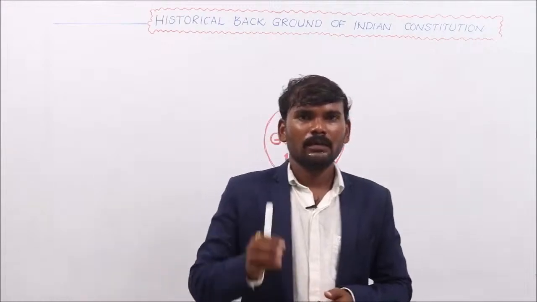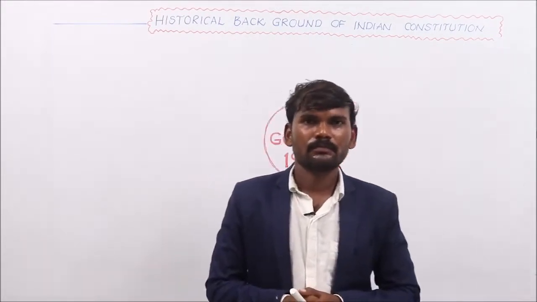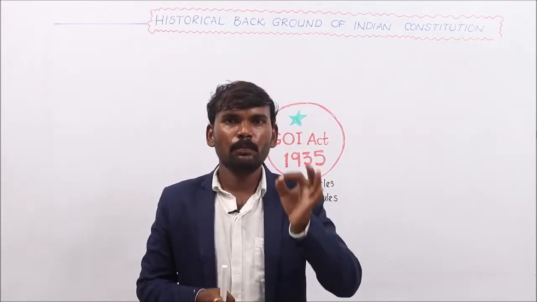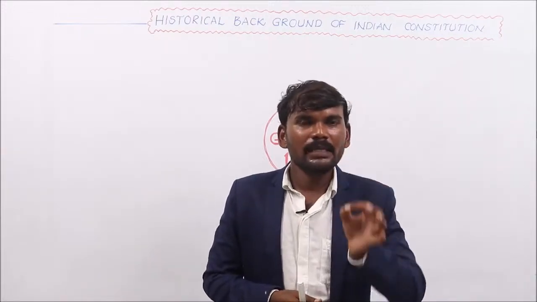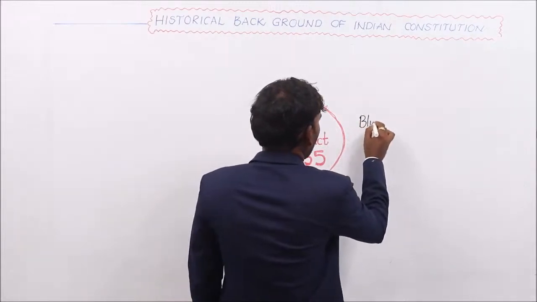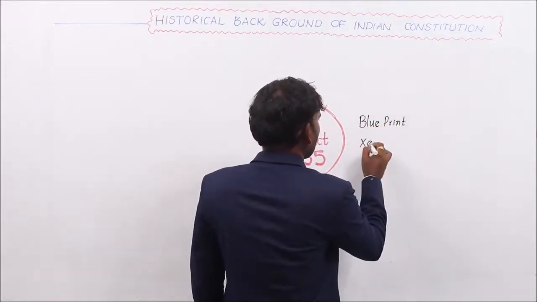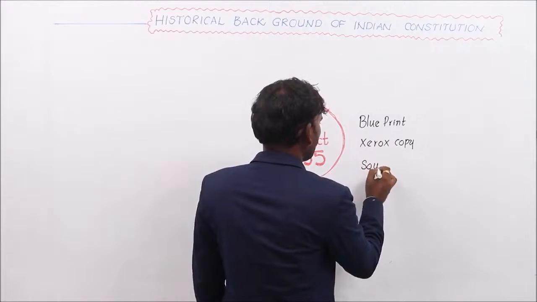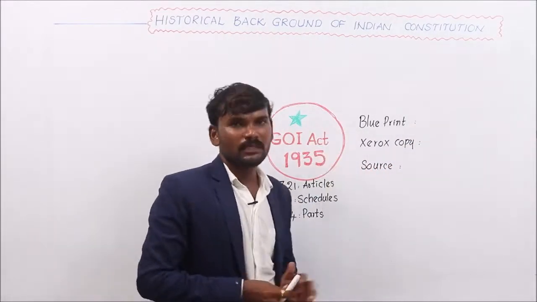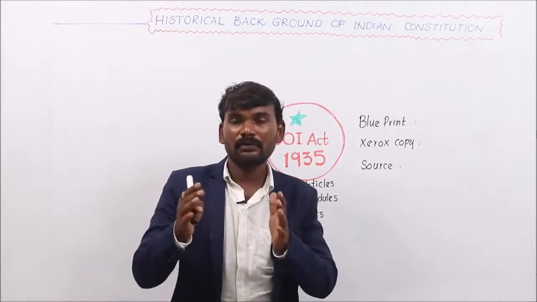More than 70% of the items of this act were directly derived from this act and incorporated in the Indian Constitution. Many concepts were derived from this act or directly inserted in the Indian Constitution. So the 1935 Government of India Act is popularly known as the blueprint of the Indian Constitution, the main source of the Indian Constitution, the Xerox copy of the Indian Constitution. Very, very important points. Why? Because more than 70% of items are directly taken from this act. That's why it has its own importance in the making of our Indian Constitution.